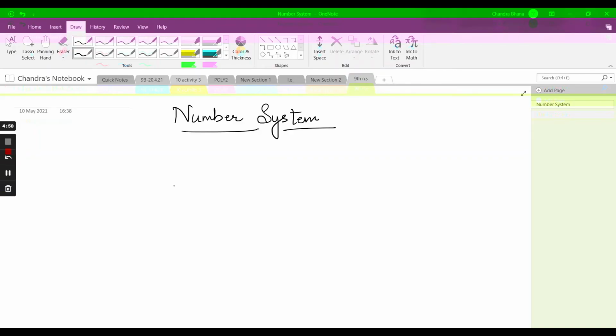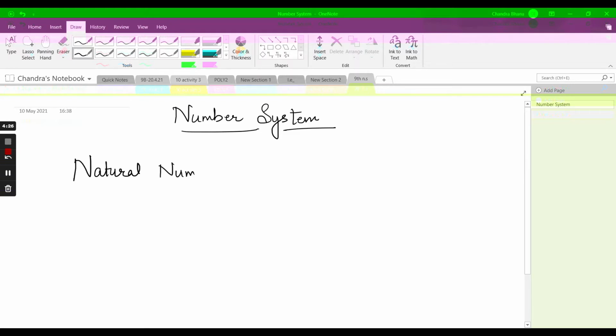Let's start with chapter 1, number system today. When you first came to school and took admission, your nursery teacher taught you something in maths. What was that? The first thing she taught you was the number 1, then 2, 3. She taught you counting numbers. So, such numbers are called natural numbers.